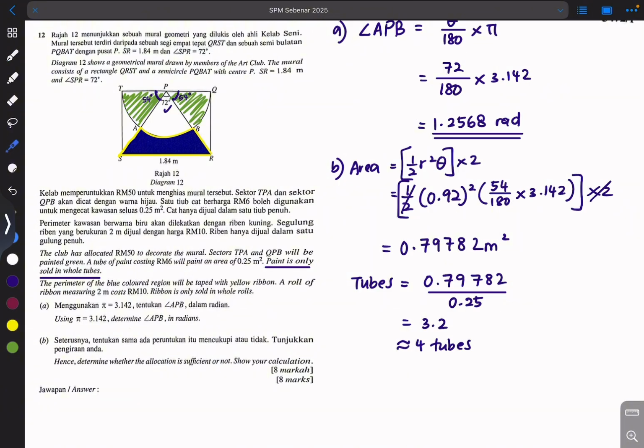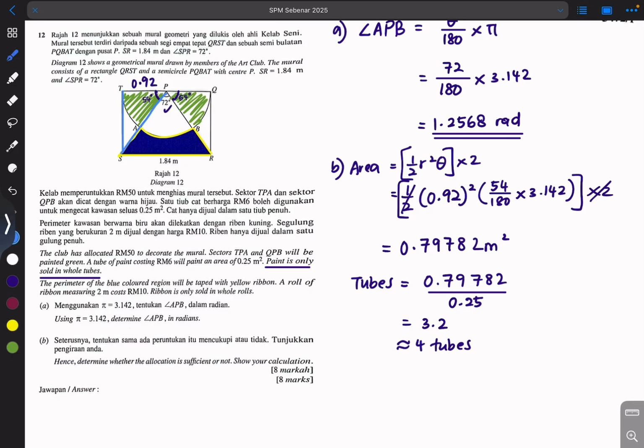Next we look at the ribbon. They said the blue color is taped with yellow ribbon, so we need to find the length of this, so we'll know how much ribbon we need to buy. This length is already given, 1.84. From here to here we can find by drawing a triangle. We have this length, this 0.92. Oh, cannot do Pythagoras. We use SOHCAHTOA.